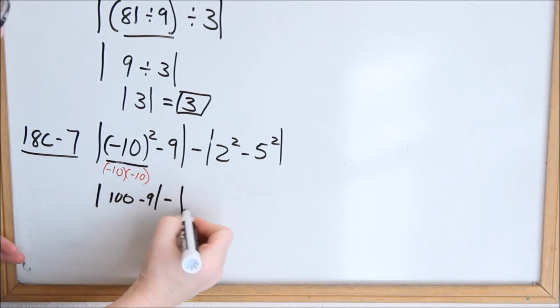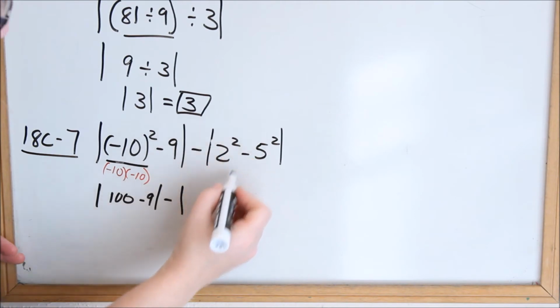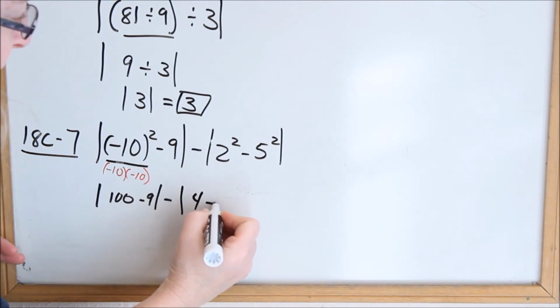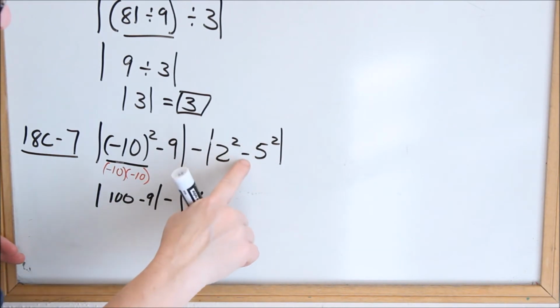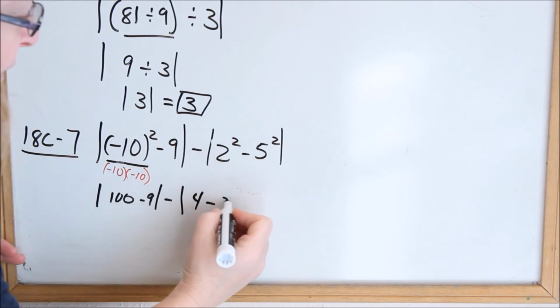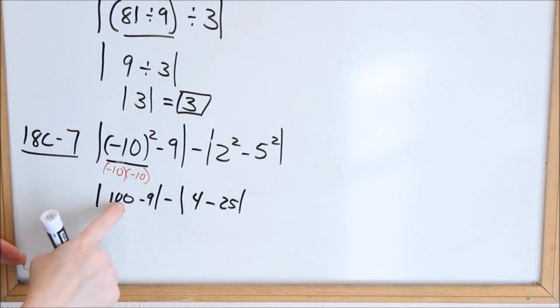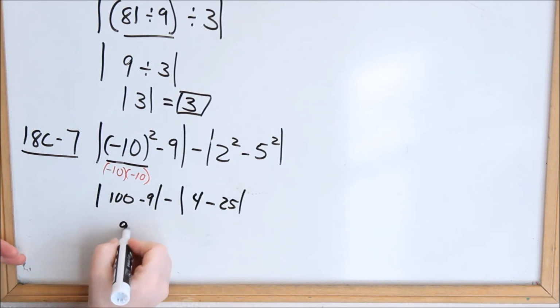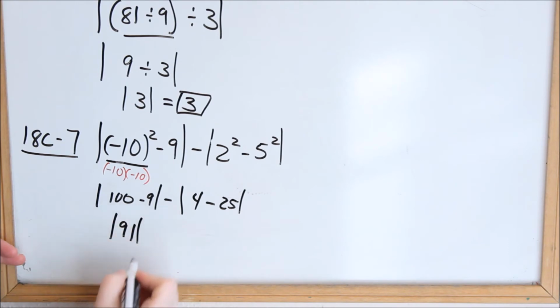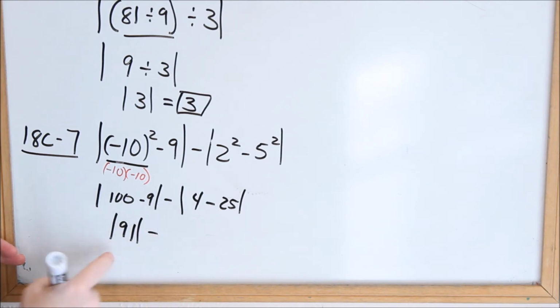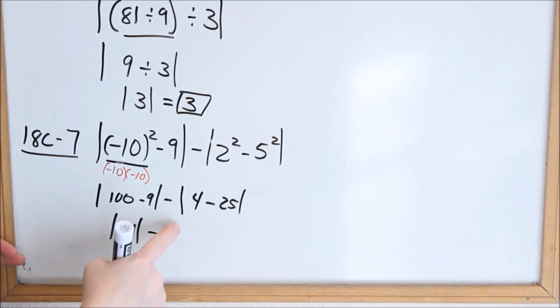Now let's go to this next set. Let's do our exponents. 2 squared is 4 minus, don't lose that subtraction sign, 5 squared, 25. Now we can do inside of our absolute value bars, okay? 100 minus 9, 91. I haven't done my absolute value bars, so don't lose them. Minus, that's that subtraction sign right there.